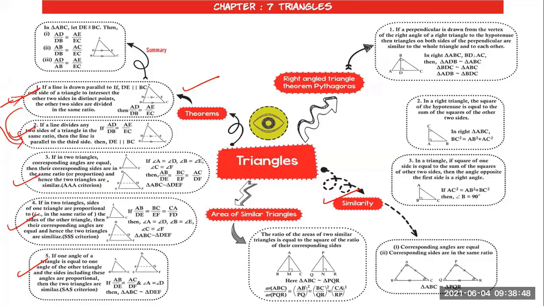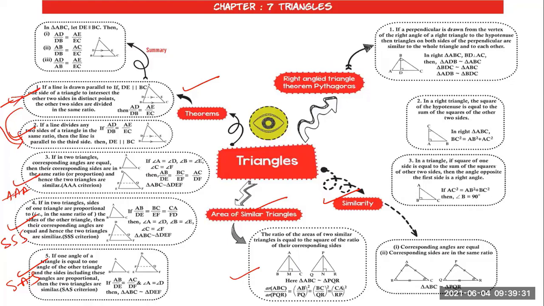This is the triple A similarity criteria. In congruence, we do not have the AAA criteria, but in similarity we do. And this is the SSS criteria, and this one is the SAS criteria. So these are the three criteria. Once we finish this, we'll come to the area of similar triangles. This is again one more theorem. Here some two or three theorems are there. Most of them are important.